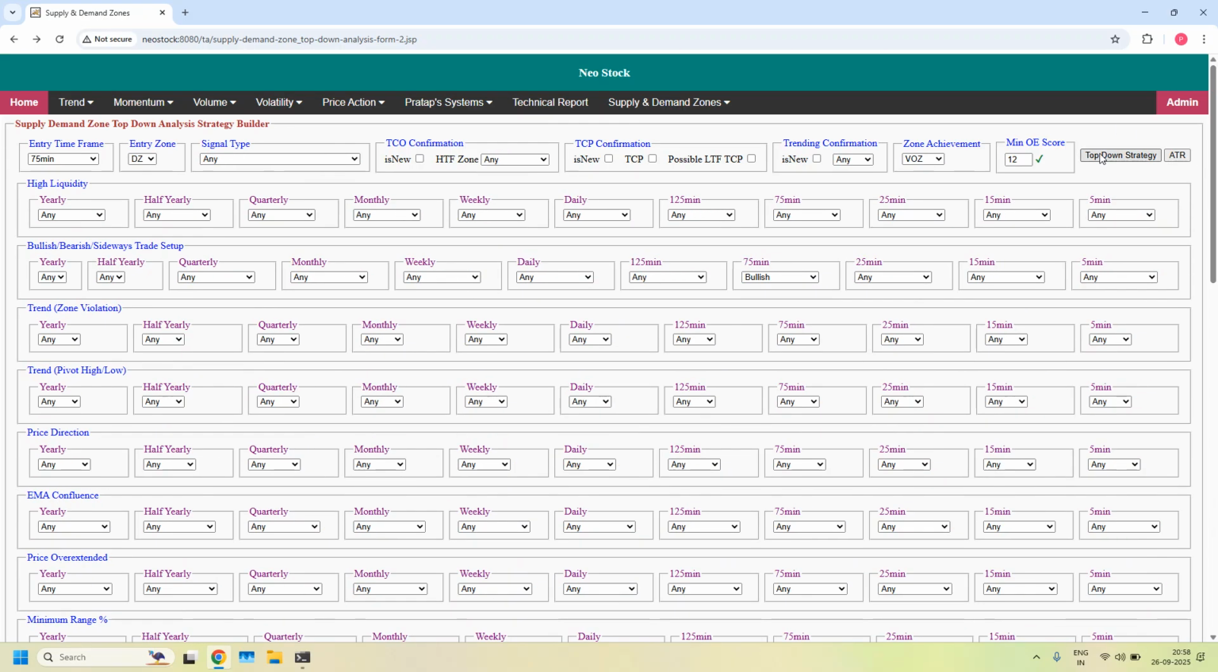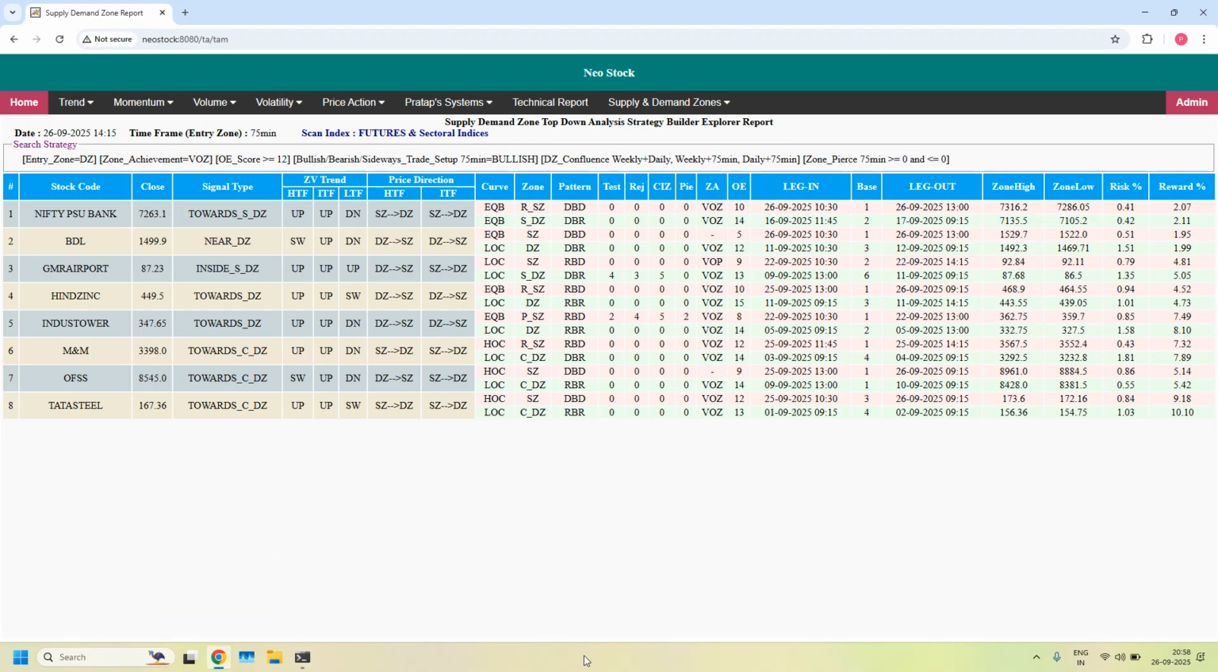With all the 3 filters, we got 8 stocks. In these 8 stocks, all these 75 minutes demand zones are overlapped with daily demand zone, both together again overlapped with weekly demand zone. And the weekly trend is uptrend, 6 stocks out of 8.